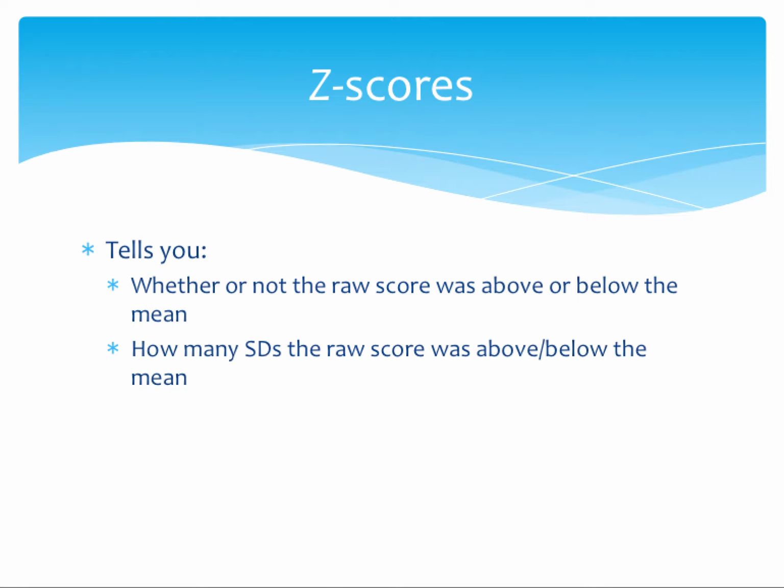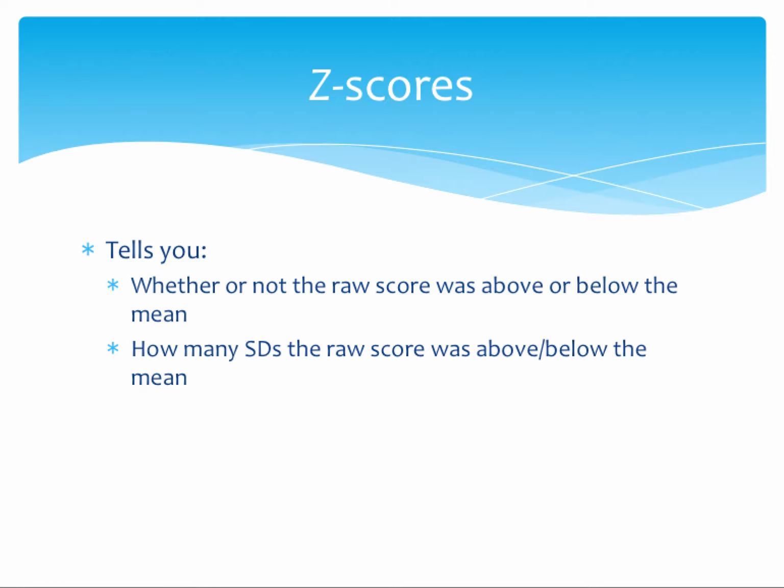So what do z-scores tell you? Well, it tells you whether or not your raw score was above or below the mean. It does that by giving you either a negative sign or not having a negative sign. So again, if it has a negative sign, your score was below the mean, whereas if it's positive, that score was above the mean. And it also tells you how many standard deviations the raw score was above or below the mean.